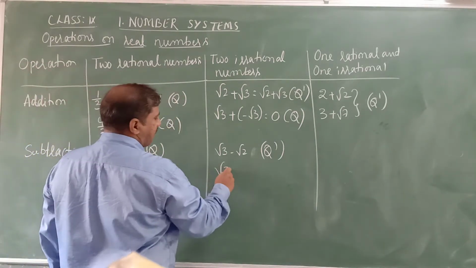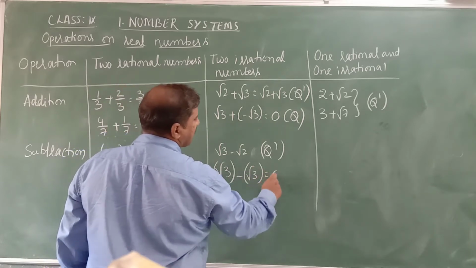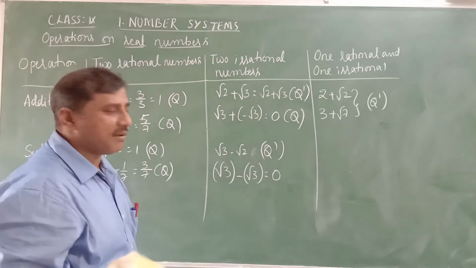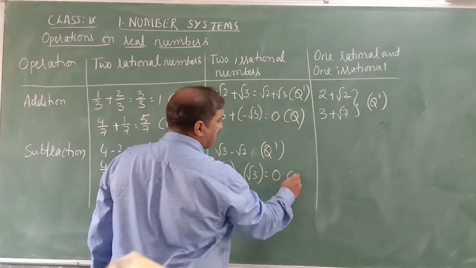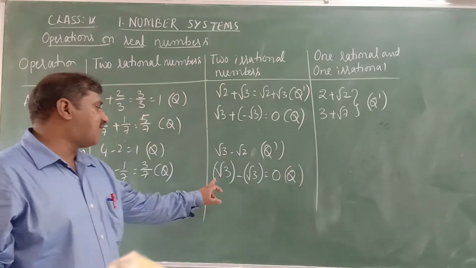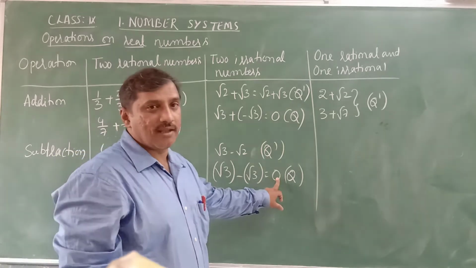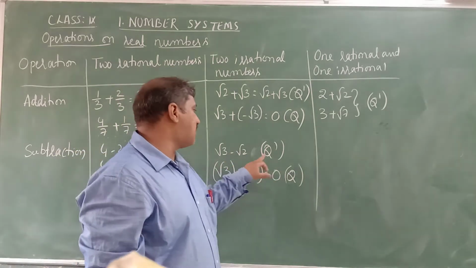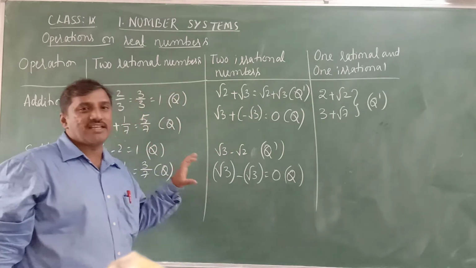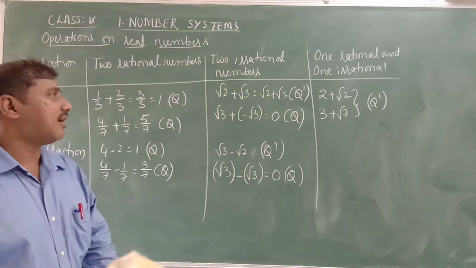Now, root 3 minus root 3. Root 3 minus root 3 is equal to 0. When you subtract a number from the same number, you get 0. So 0 is a rational number. So again, what we can conclude from here is that the difference of two irrational numbers can be a rational number, or it can be an irrational number. So it is not always necessary that the difference of two irrational numbers is an irrational number.